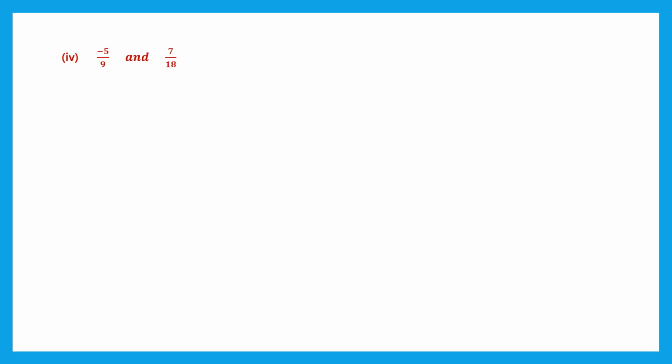Question 4. Denominators are 9 and 18. So we have to find the LCM. Let's write down the question first. Minus 5 by 9 plus 7 by 18. Let's find the LCM of 9 and 18. So whenever denominators are different, find their LCM.